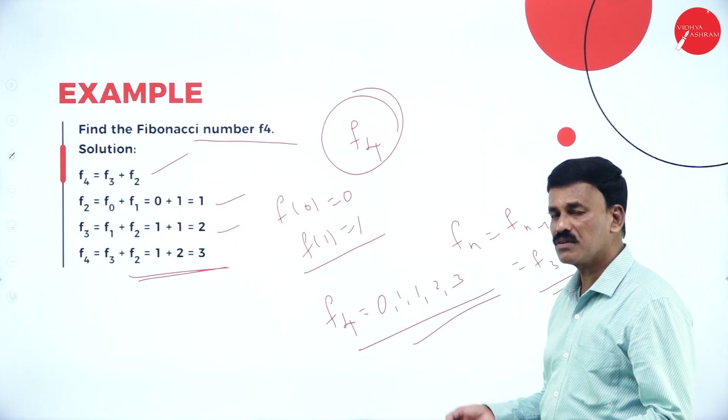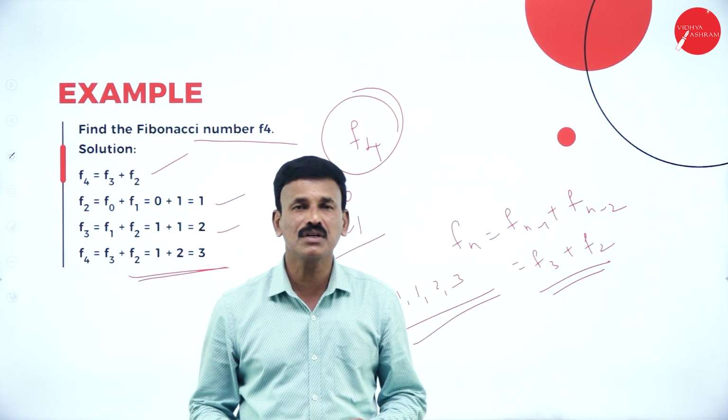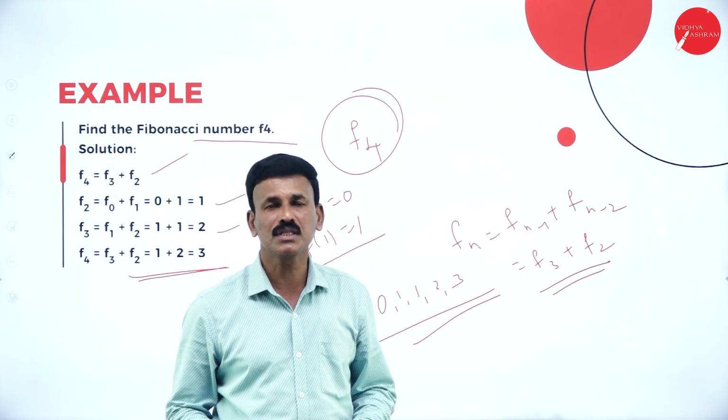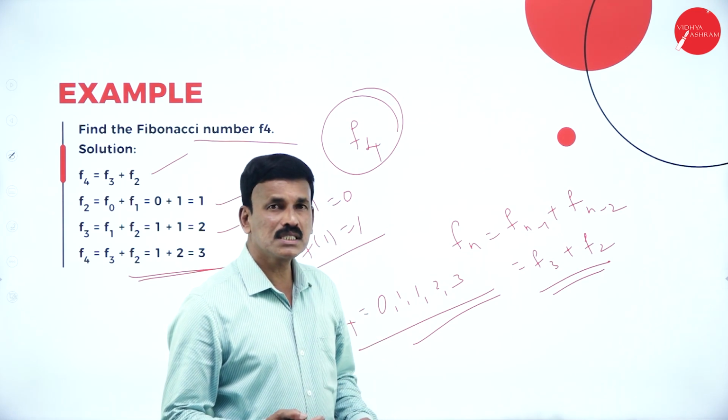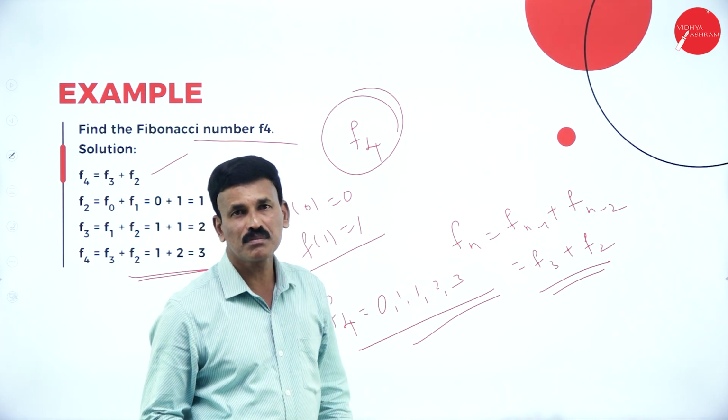So using this you can find any value. So hope you got an idea regarding Fibonacci numbers. Okay. So this is a very important formula: f of n is equal to f of n minus 1 plus f of n minus 2.